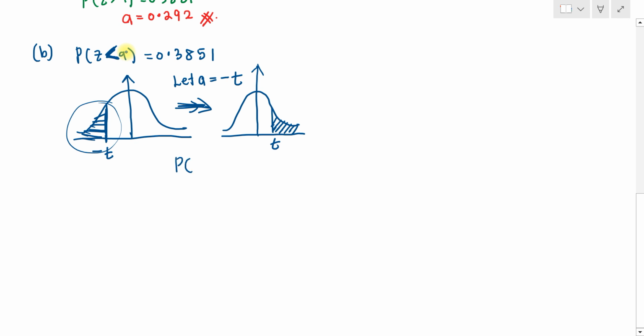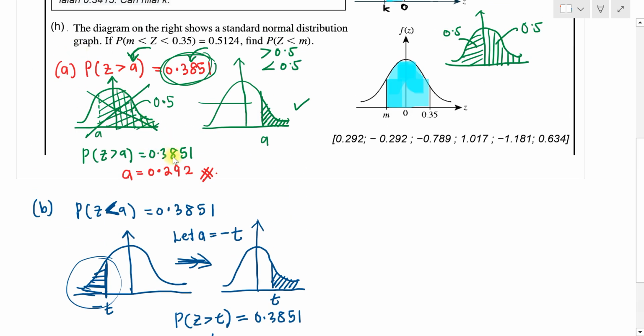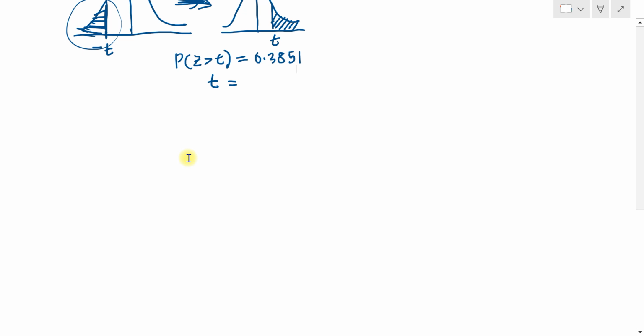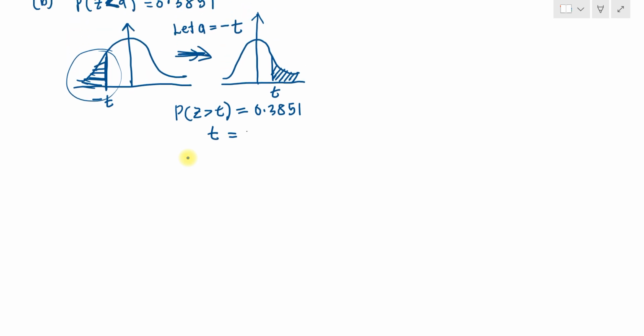So it is actually probability Z greater than T, which is equal to 0.3851. So your T should be the value that we previously found. Remember, the T is 0.292. Unfortunately, this is not the final answer because we need to find our A. So what is our A? A is actually negative T, remember?